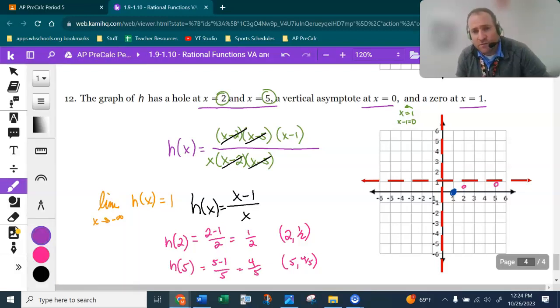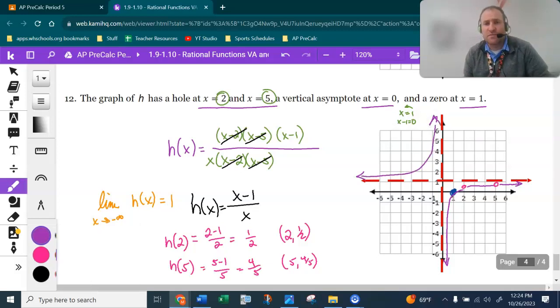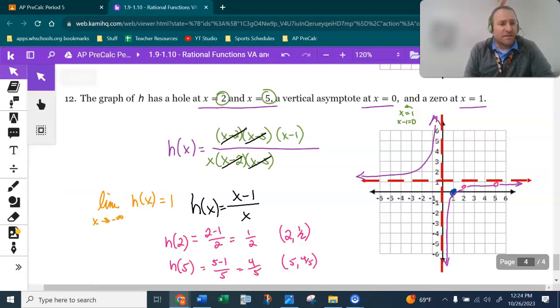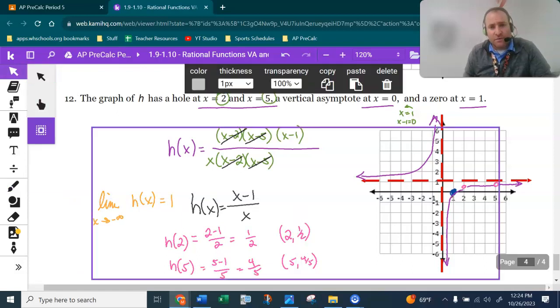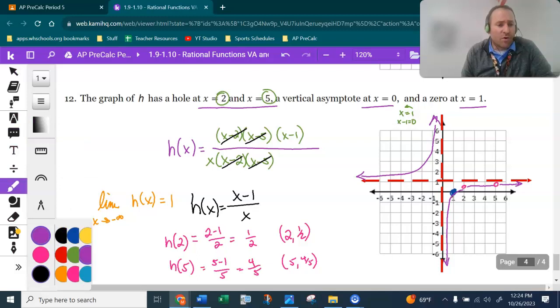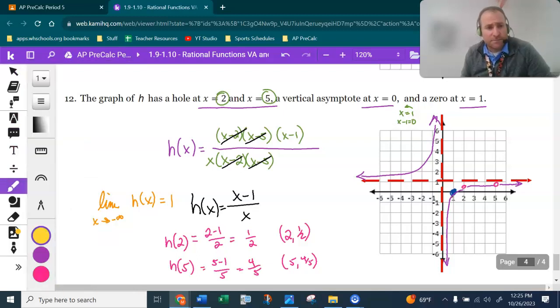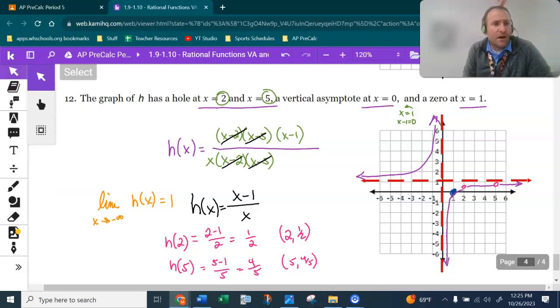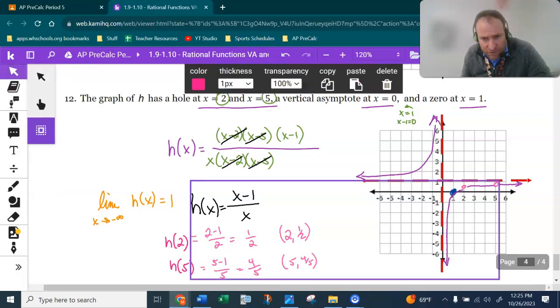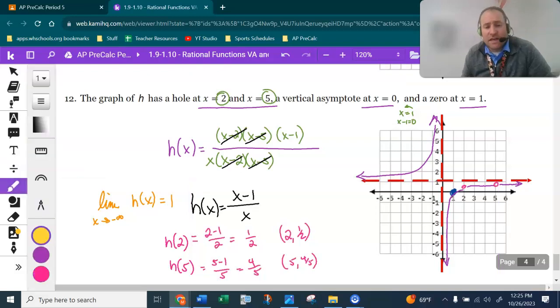So let's draw in what we know. This has to come up like that, level off. It's going to look like that, which means up top over here, it's going to look something like that as well. Now let's take this a step further and talk about some more recent stuff. Hang on. Actually, let's go down here.